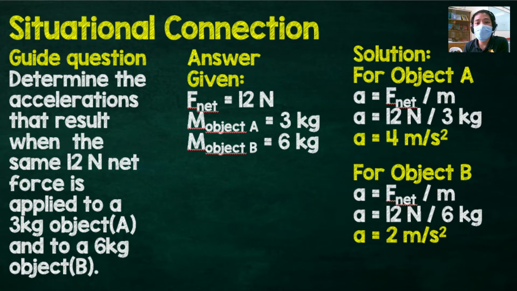First off, we are going to identify the given. The given are the net force is equal to 12 newtons. Since we are going to solve for two accelerations of different objects, we should have two masses also. The mass of the first object, or object A, is 3 kilograms, while the mass of the second object is 6 kilograms.